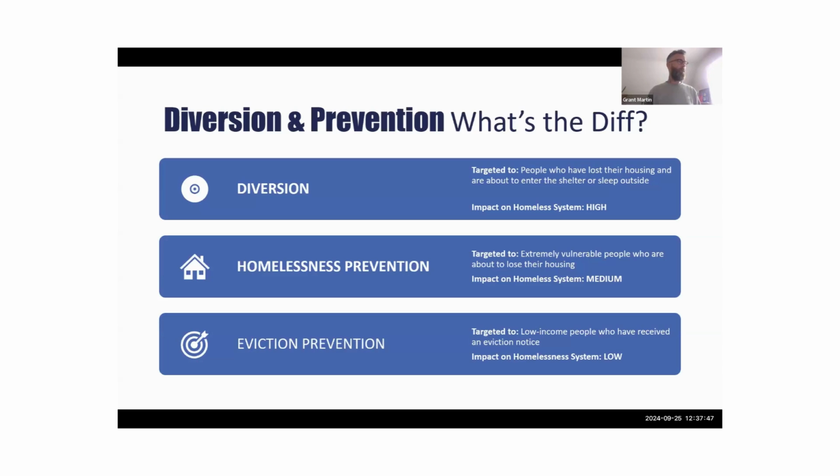Homelessness prevention is about targeting extremely vulnerable people who are about to lose their housing. So this might be people who had a history of being homeless before they were in housing. So they've had that experience previously, and we know that if they were to lose this housing, they'd be significantly barred in finding new housing. But that's uniquely different than when we talk about eviction prevention. Eviction prevention is not the same as homelessness prevention, right?